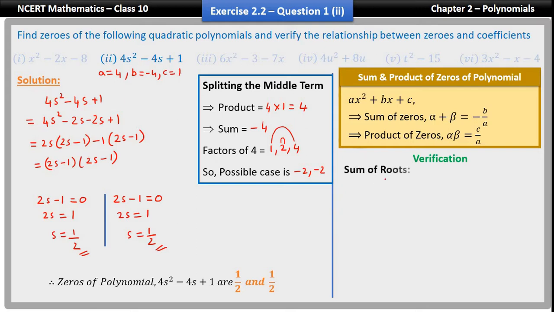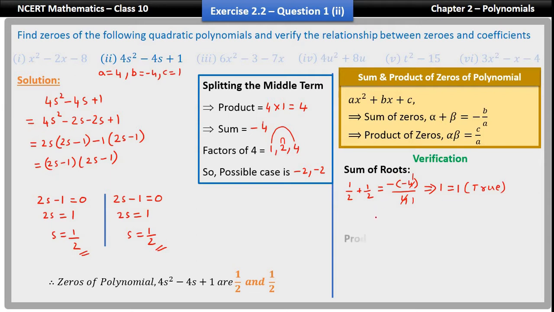Now let's verify the sum of the roots. Our roots are half and half. The sum of the roots is minus b by a. Our b is minus 4, a is 4, so minus b by a will be minus of minus 4 by 4. Half plus half is 1, and minus of minus 4 by 4 is minus of minus 1, which is plus 1. So 1 is equal to 1. It's true, LHS is equal to RHS. So we have verified the sum of the roots.